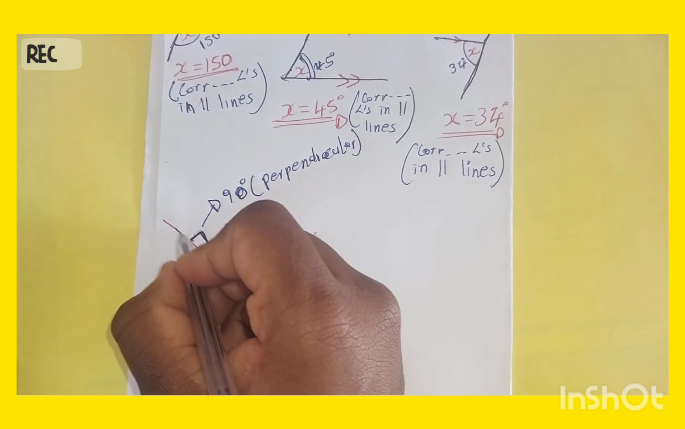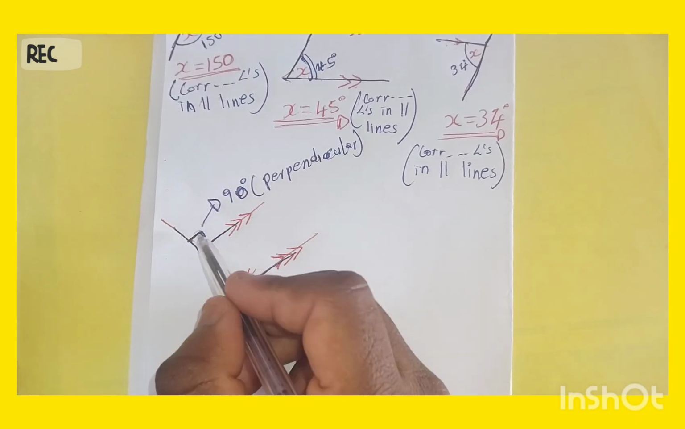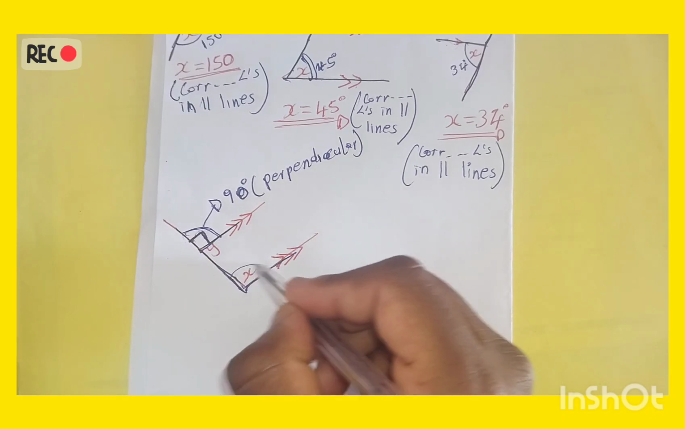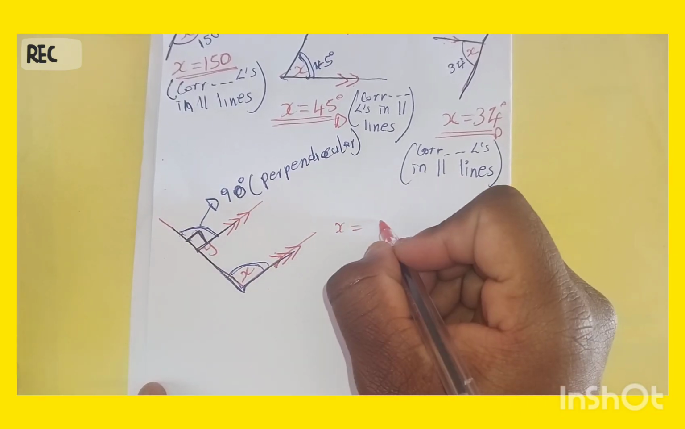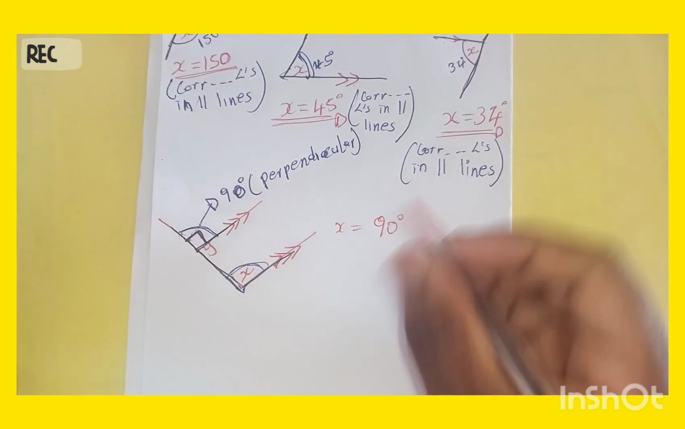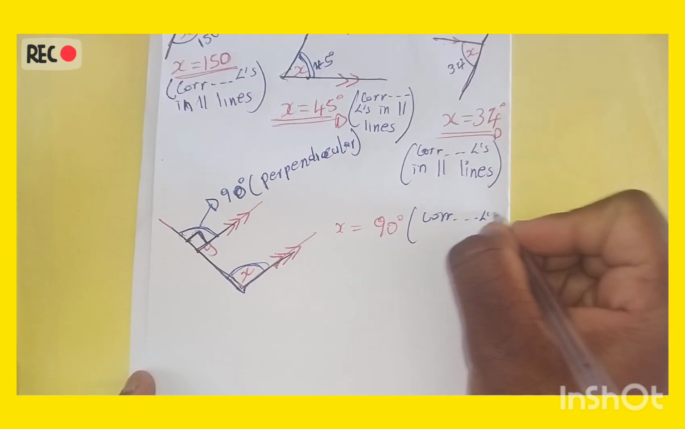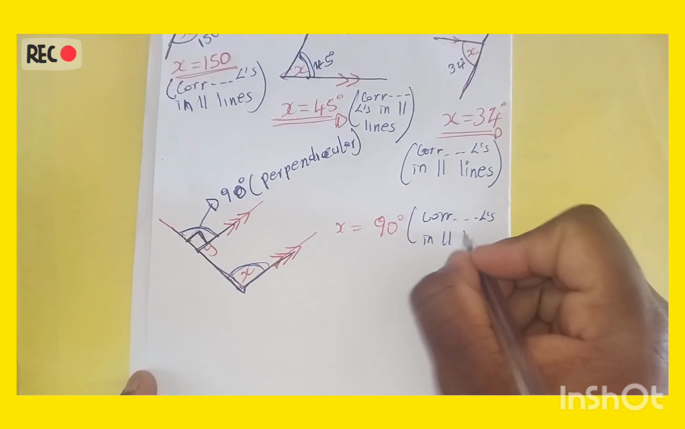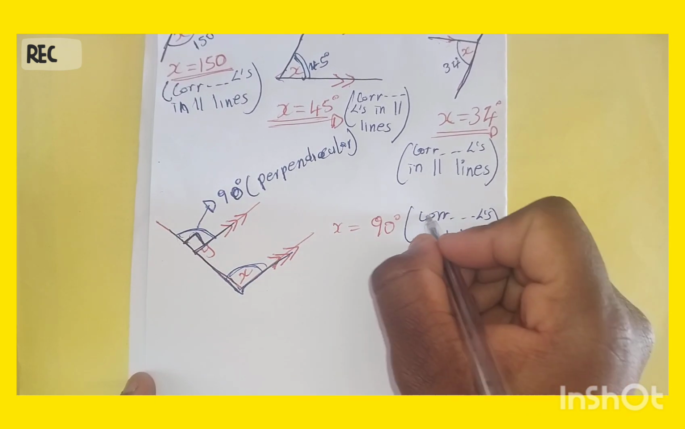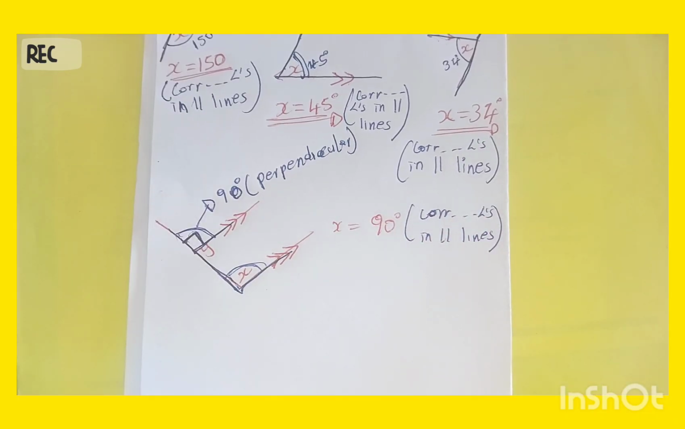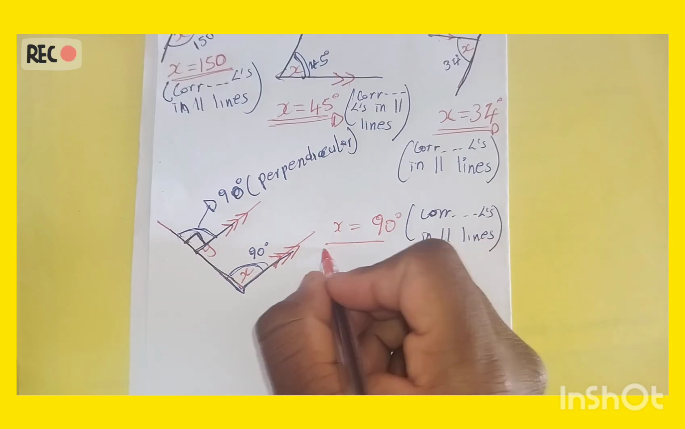So I can tell that all of this is the shape of F. This angle is equal to that one. There I can tell that X is equal to 90 degrees. The reason is that they are corresponding angles in parallel lines. So here we have 90 degrees. That's the first answer, for X.